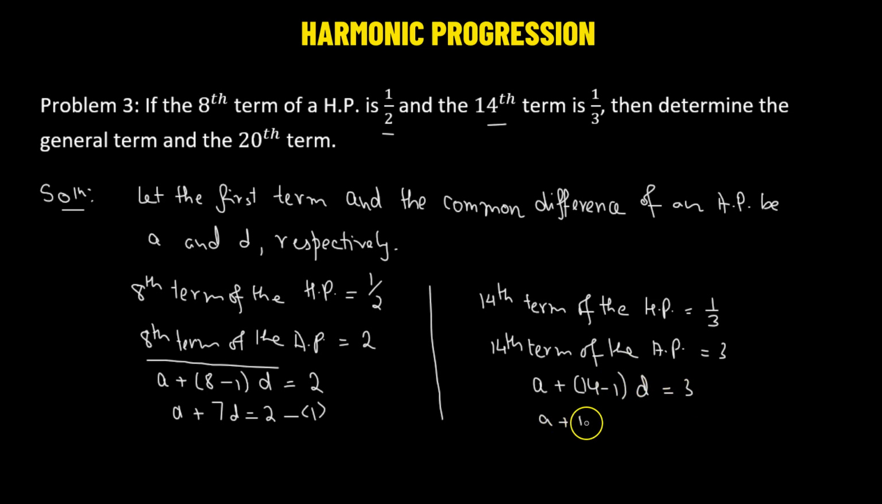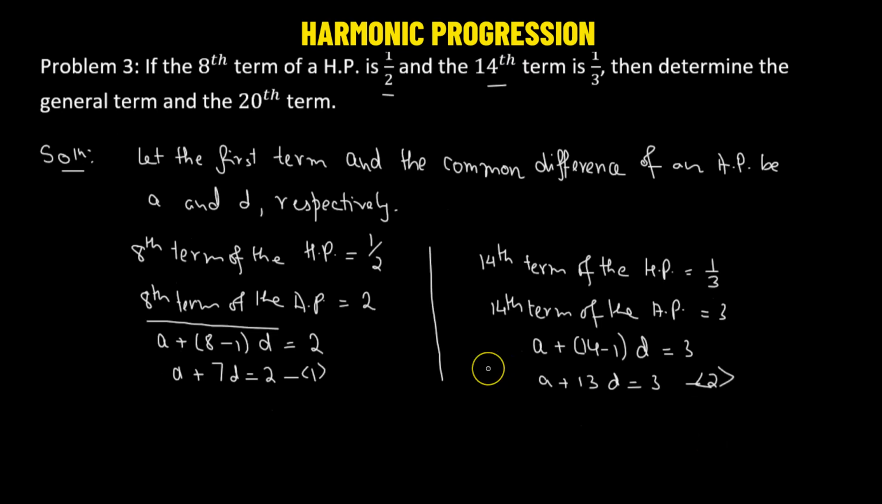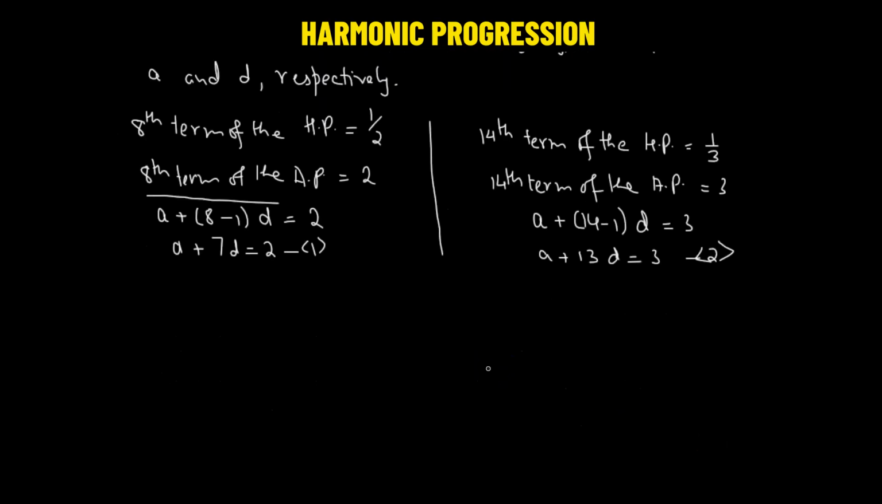And that gives us the next equation, a plus 13d equals 3. So this is equation number 2. So we have two unknowns, a and d, and we have two equations. So let's solve equation 1 and equation 2 to obtain the value of a as well as d.